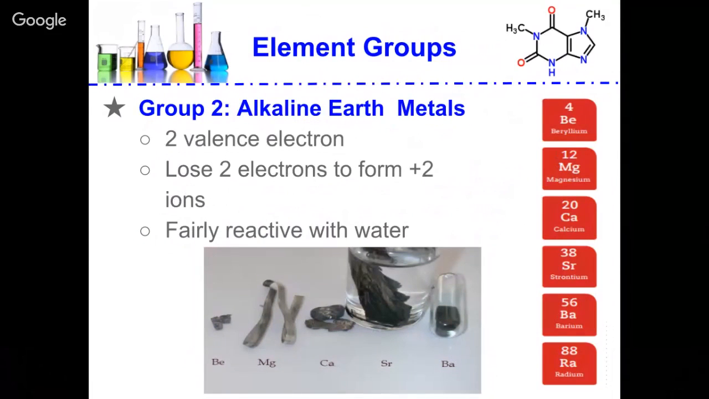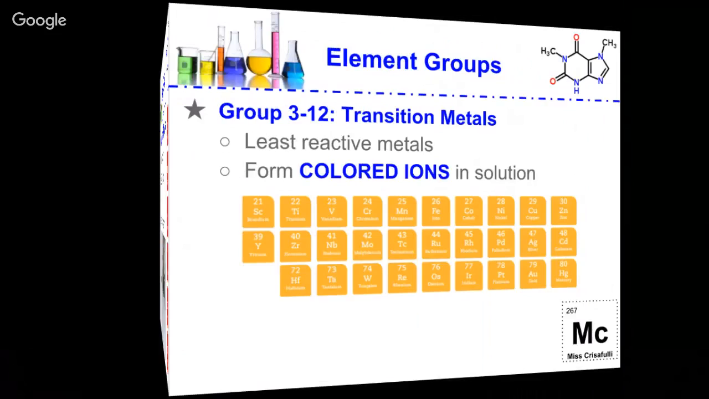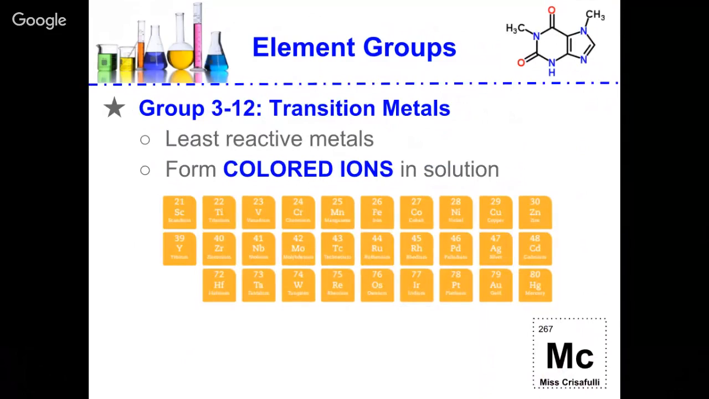Group 2 are called the alkaline earth metals. They have 2 electrons in their outer shell, or 2 valence electrons. They will lose these electrons to form +2 ions, and they are fairly reactive with water. Group 3 through 12 are what we call our transition metals. They're the least reactive metals, but the big thing that they do is they form colored ions in solution. So when these metals are dissolved in water or dissolved in a solution, they give that solution color.